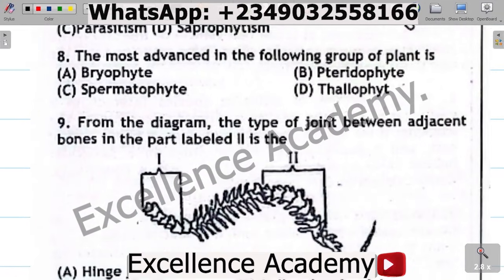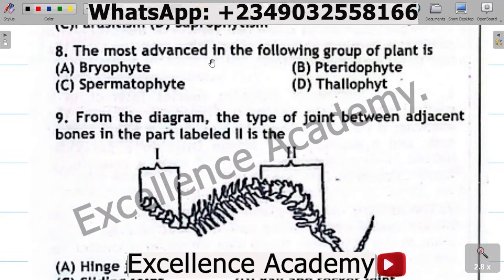Mutualism. Number 8. The most advanced in the following group of plants is A. Bryophytes, B. Pteridophytes, C. Spermatophytes, D. Ptalophytes. In a sequential order, the first group is the Bryophytes, followed by the Ptalophytes, followed by the Pteridophytes, and lastly the Spermatophytes. So the question says the most advanced in the following group of plants is, the correct option is C. Spermatophytes. Question 9.